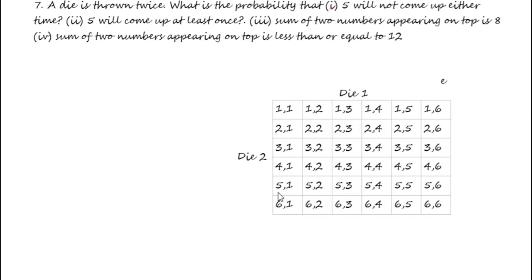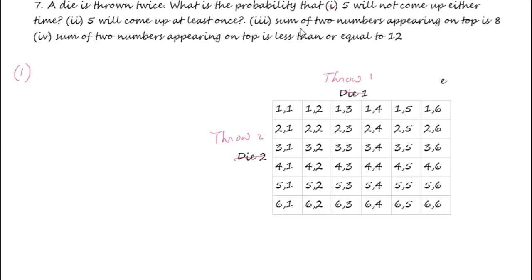Seventh problem. In this case, a die is thrown twice. This is not die 1 and die 2, this is throw 1, throw 2. A die is thrown twice. What is the probability that, first, 5 will not come up either time. Second, 5 will come up at least once. Third, sum of two numbers appearing on the top is 8. Fourth one, sum of the two numbers appearing on top is less than or equal to 12. Let us take the first one.